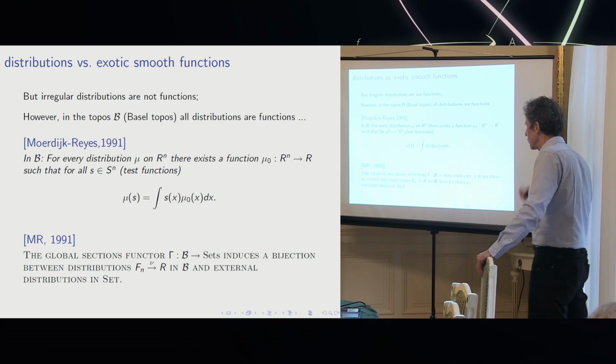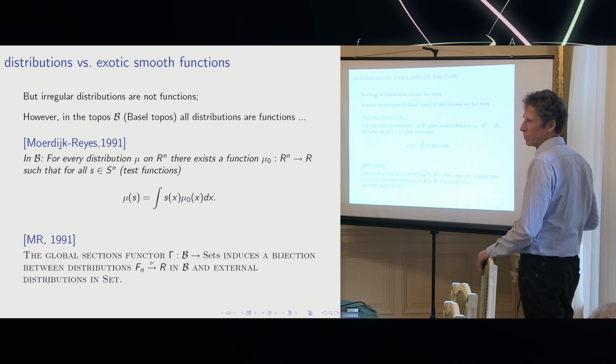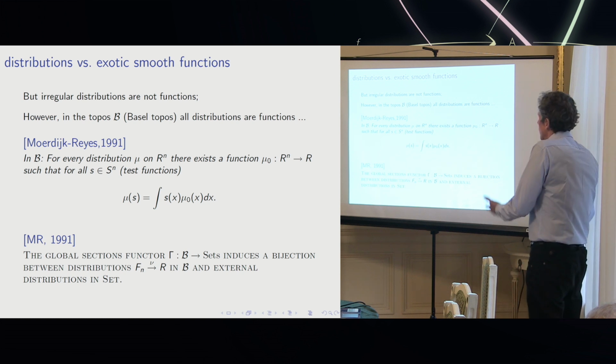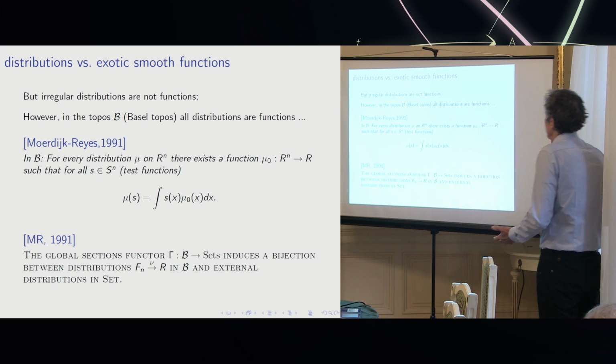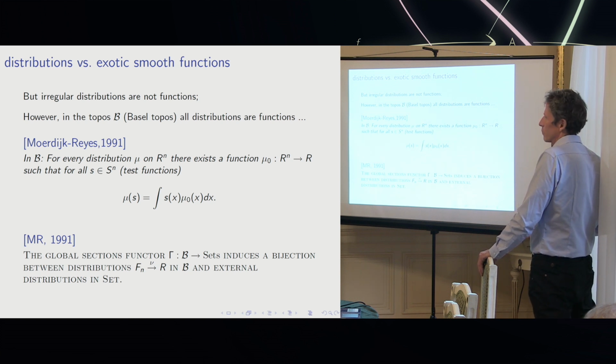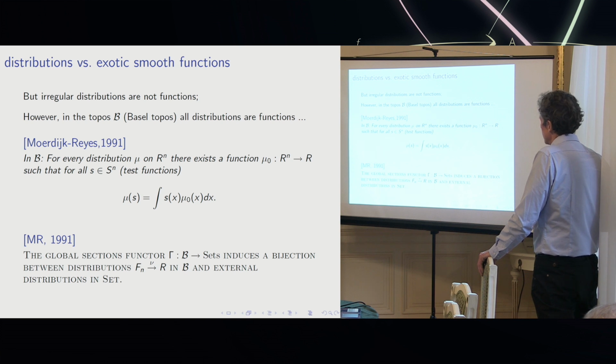And without this switching, we cannot prove that theorem. And moreover, there is a one-to-one correspondence between distributions in Set and this internal distribution in the topos B. So this is our technical environment where we want to recognize exotic smoothness on R4. In general, to recognize exotic smoothness on R4 is a very difficult task and unsolved yet.